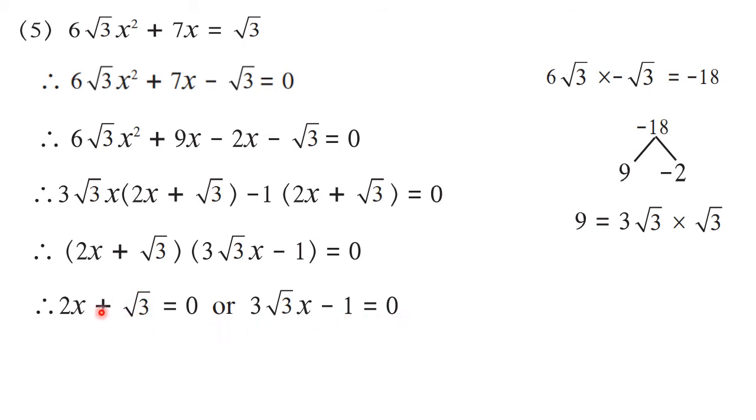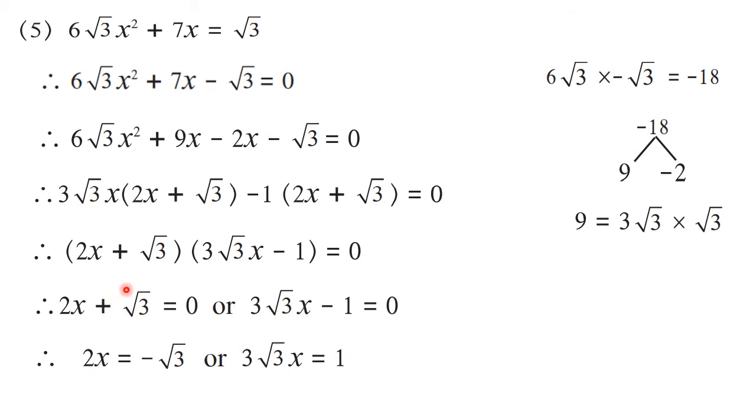Now this root 3 we can shift to the right hand side, that will become minus root 3, and then if we want to find the value of x, that will be minus root 3 upon 2. Similarly here we will get x is equal to 1 upon 3 root 3. Okay, see how it is.